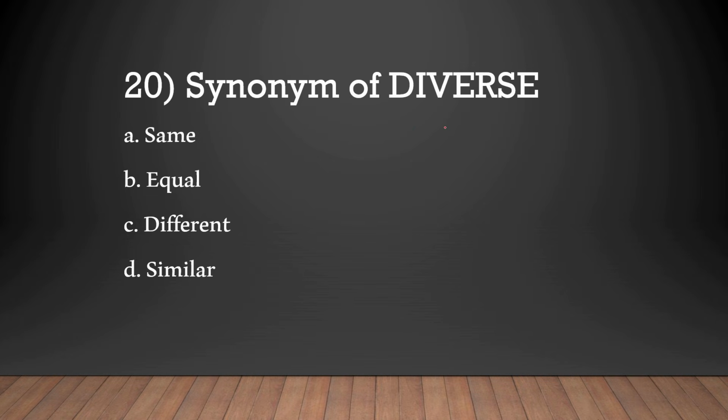Next. Synonym of the word diverse. So the word diverse means showing a lot of variety or differences. A lot of varieties. So that is called diverse. Okay, so words like different, various, varied, distinct, separate. So look at the option. Option C. Different is the synonymous of diverse.